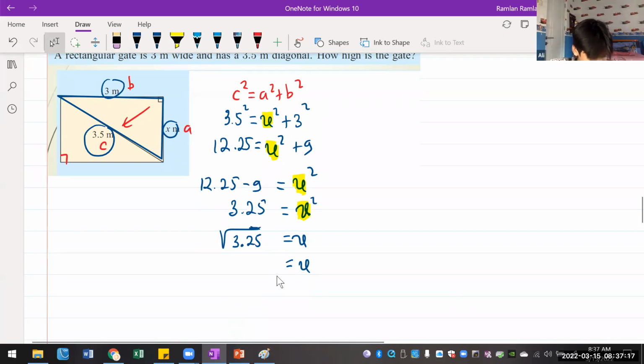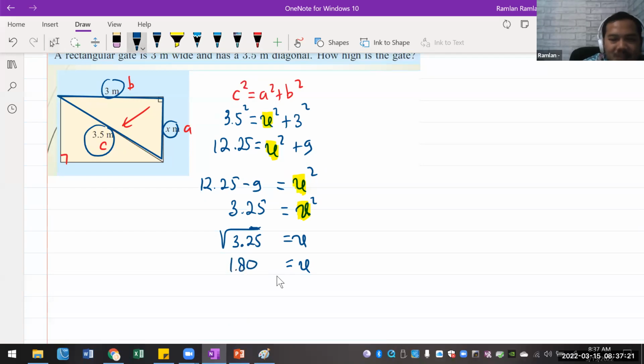1.80. 1.8, yeah, 1.80, to one decimal place. Or I can write down, if you didn't push the SD button, that will be square root of 13/2, right? If you change this into decimal. So actually both of them are correct. But for this one, it's going to be that. And remember guys, because we are using meter, write down in meter.